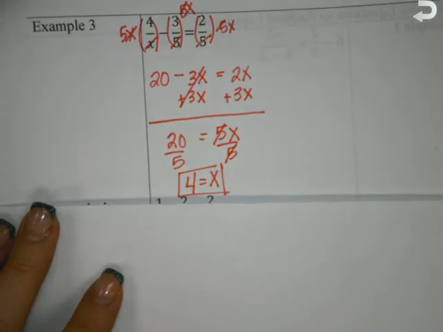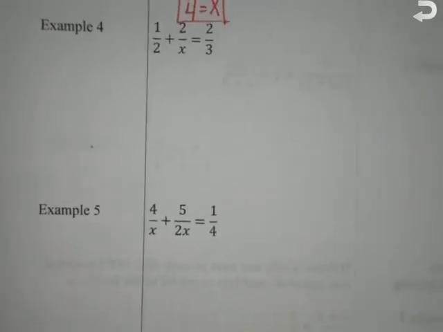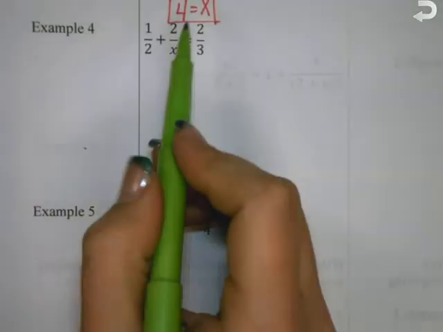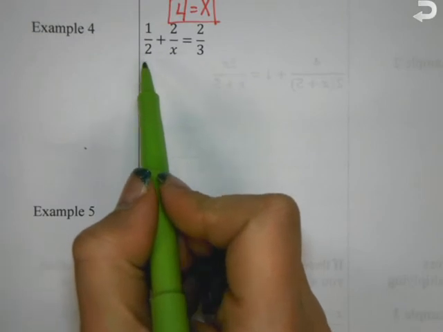So for example 5, what was the LCD? Oh, I'm hearing two different things. For example 4, oh, did I say 5? I meant 4. Example 4, what's the LCD? 6x. Good. So we multiply everything by 6x.